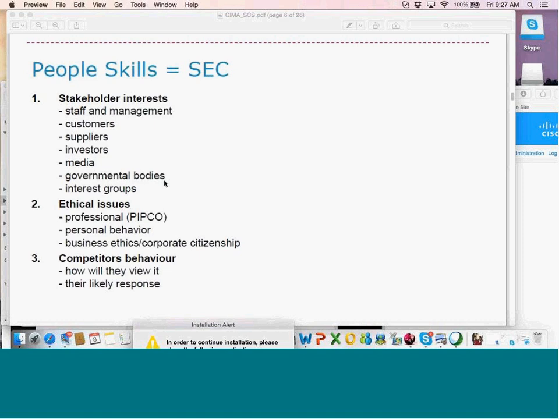And then the last one, we look at competitors' behavior. How would the competitors act? What would be their likely response? What is their view? And at times, you may even need to collaborate with your competitors. In instances, that may happen as well.